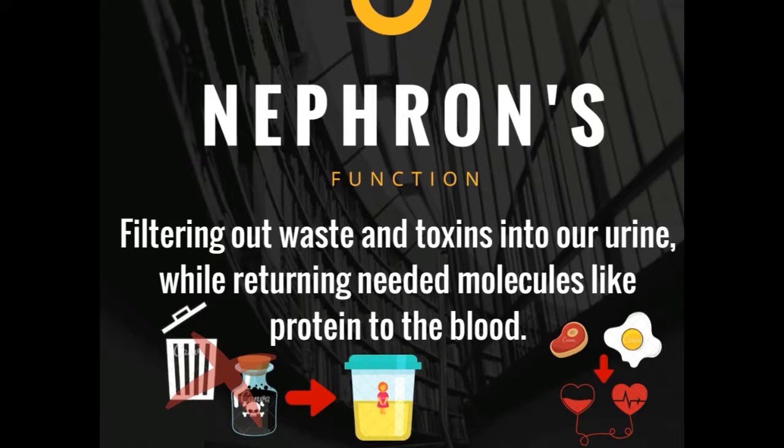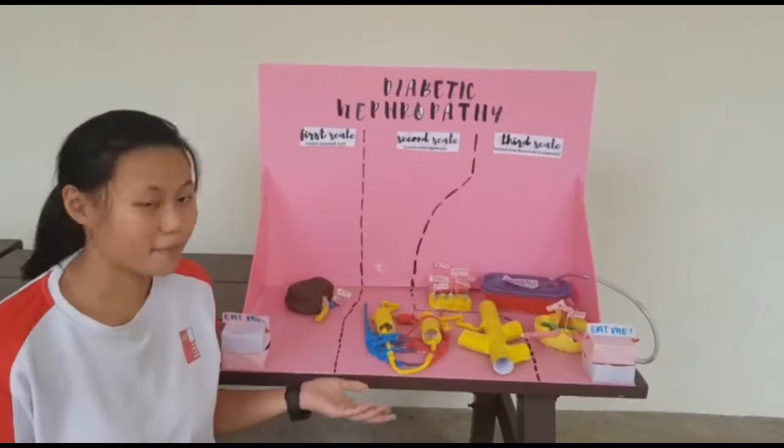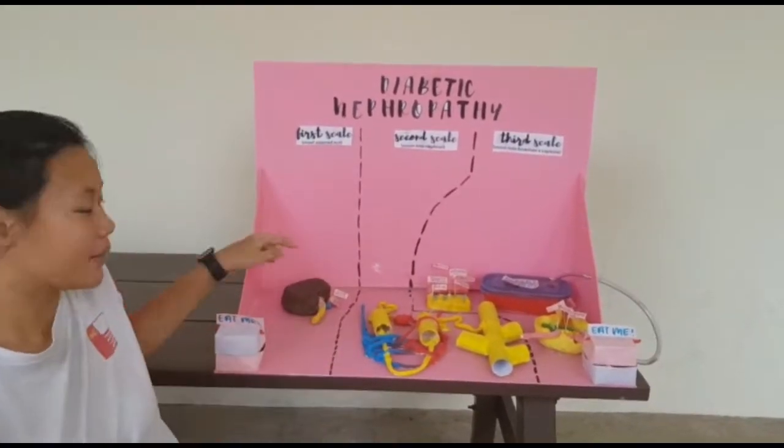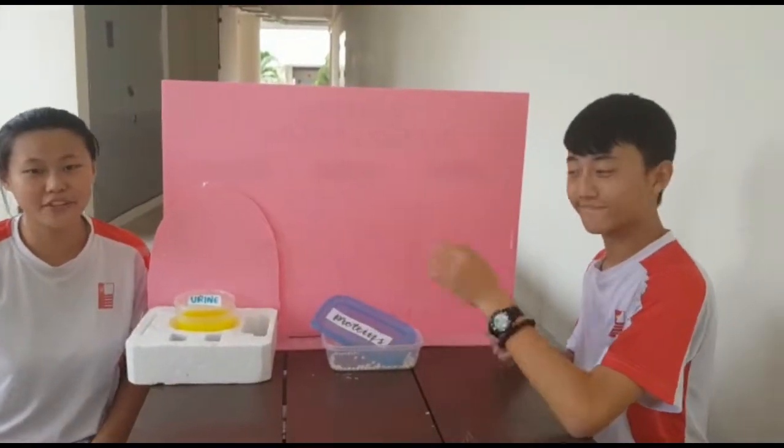Why do they all have these special adaptations? Recall the nephron's function of filtering out waste and toxins into our urine, while returning needed molecules like protein to the blood. It is only with these adaptations that the nephron can keep the useful molecules from being filtered into the urine. However, when a patient develops diabetes and then possibly diabetic nephropathy, things do not flow so smoothly anymore. Diabetic nephropathy occurs when the kidneys become leaky, allowing albumin, a protein made by the liver, to filter into the urine.